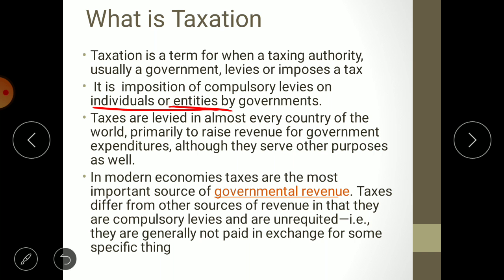But when government is charging tax from the entities, it could be of two types. When government is charging tax from the entity's income, it will be an income tax. But when government is charging tax from the selling of an organization, then it would be GST.